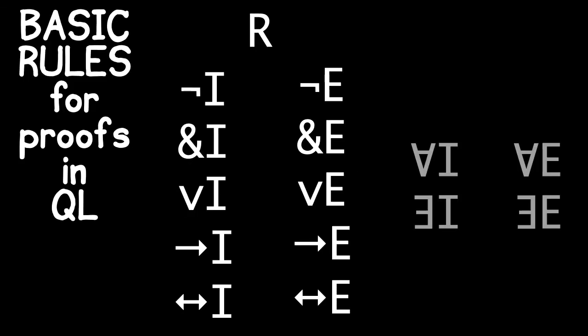Because QL has all the connectives that SL has, it will also have all 11 basic rules from SL. All we need to complete the proof system for QL is to give an elimination and an introduction rule for each of the quantifiers. That's getting ahead of ourselves, though.